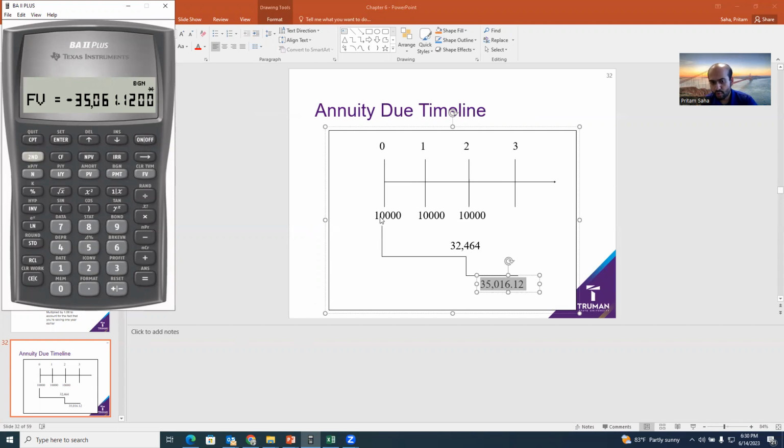So here, what you do, we actually try to convert all the cash flows here in this future value and then convert here. You can do it mechanically. Okay?